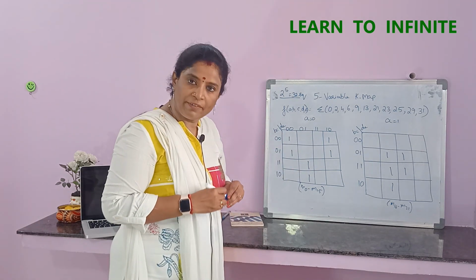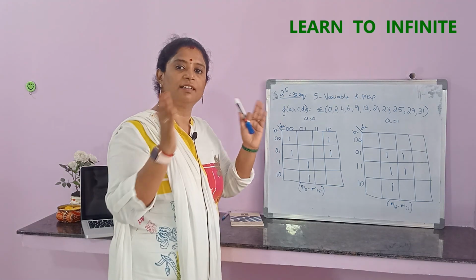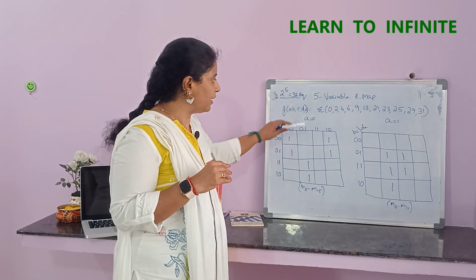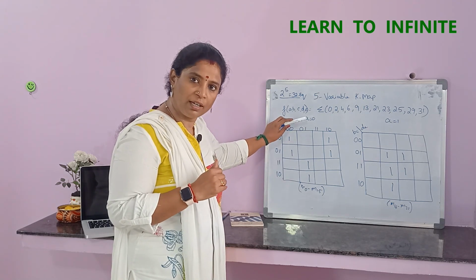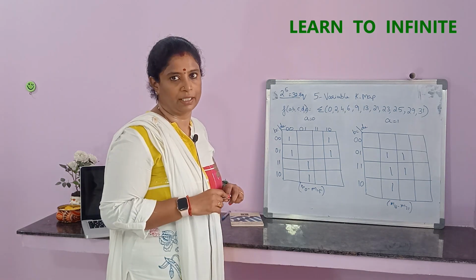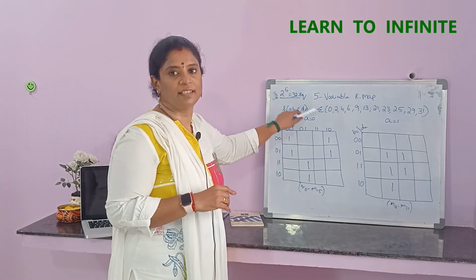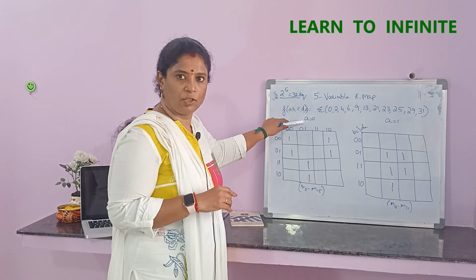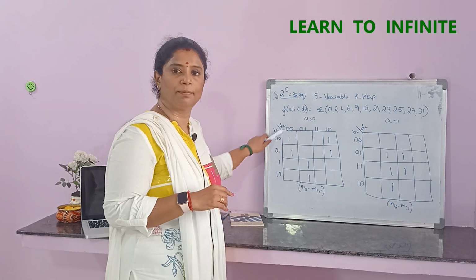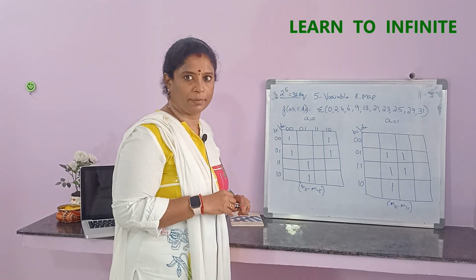Okay. So for the 5 variable Kmap, we are splitting the 32 squares into two 4 variable Kmaps. One Kmap is for the normal value and another Kmap is for the complemented value of a single variable. So this variable can be anything. Here I have taken A. You can also take any of the variables from B to E so that the other 4 variables will be coming inside your Kmap. Correct?